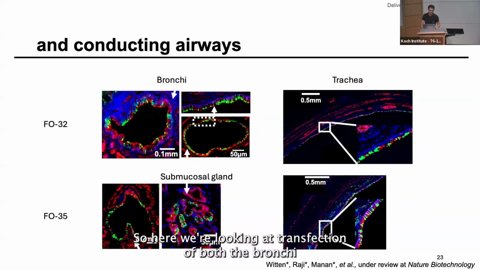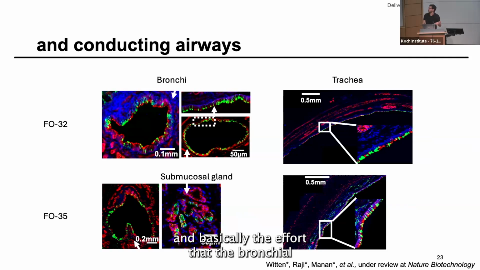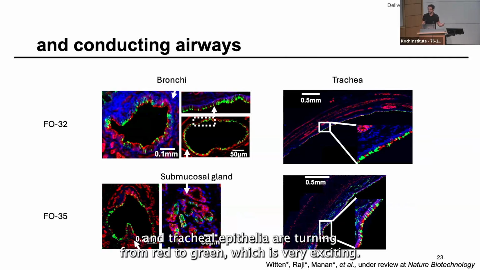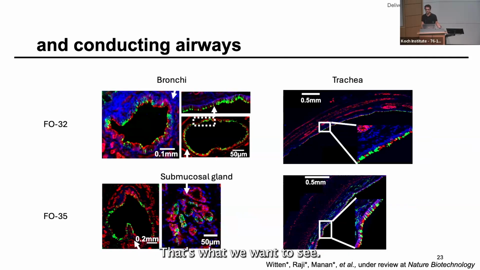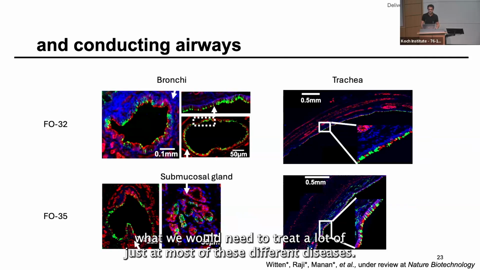Here we're looking at transfection of both the bronchi and the trachea, different portions of the conducting airways. Basically the bronchial and tracheal epithelia are turning from red to green, which is very exciting. That's what we want to see. We're getting about 30 to 40% of cells transfected, which is what we would need to treat most of these different diseases.